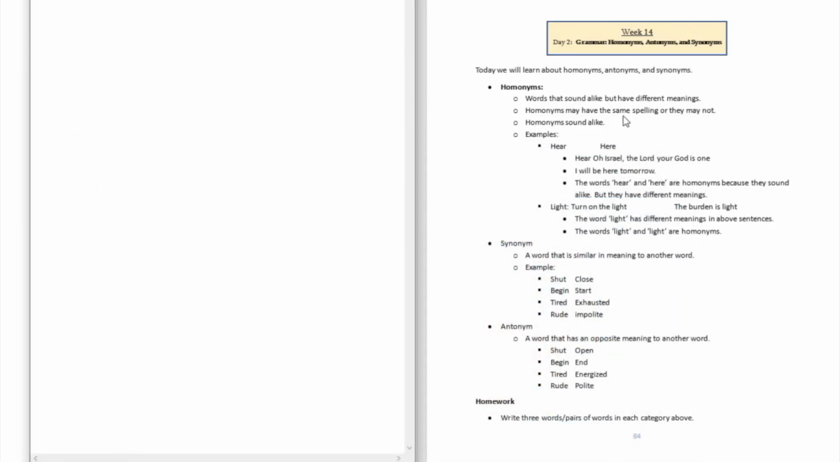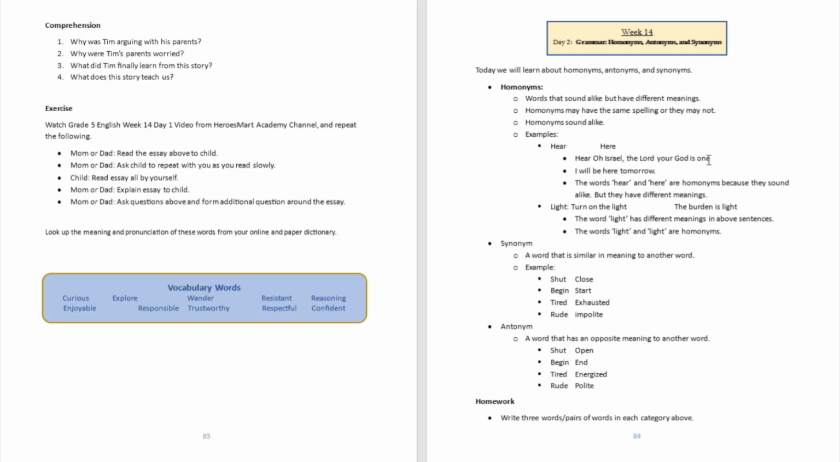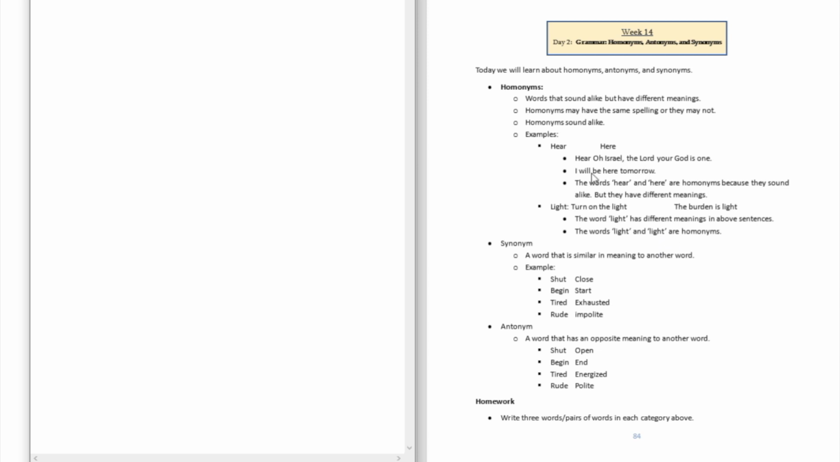Alright, so look at it. So both words are going to be called homonyms because they sound alike even though they're spelled differently and they have different meanings. Now, how do we know that? Well, you are going to look at the context in which both words are used. So for example, in the sentence, "Hear, O Israel, the Lord your God is one." Well, you know over there that it is H-E-A-R that they're talking about. But if they were to say, "I will be here tomorrow," well, you know they're talking about H-E-R-E, okay?